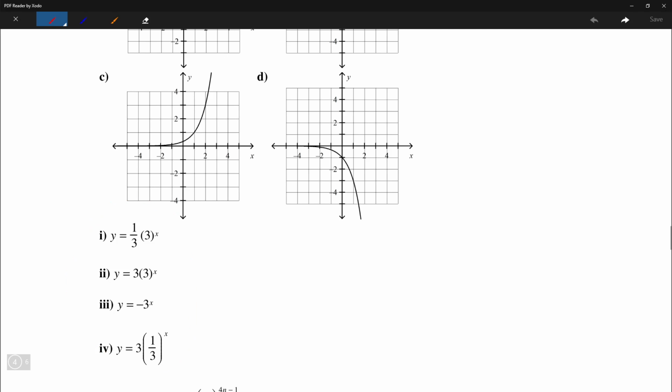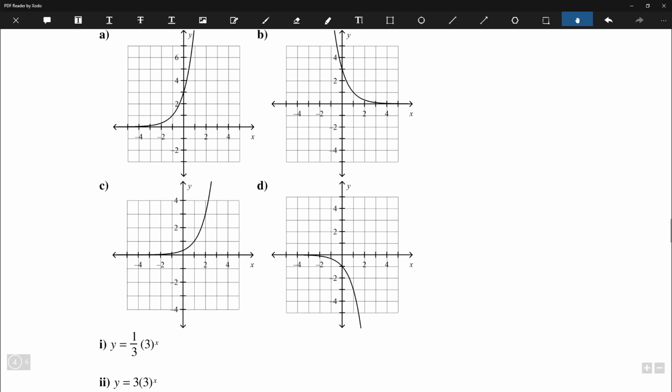So if we look at the 4 graphs, there's only one that is negative, and that is graph D. So that must be y equals -3 to the x. So that is equation number 3.